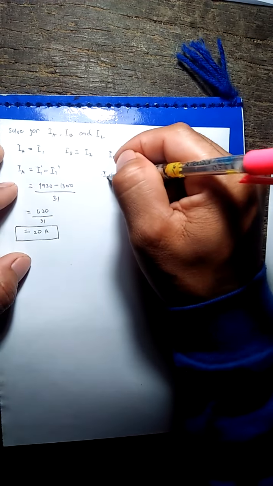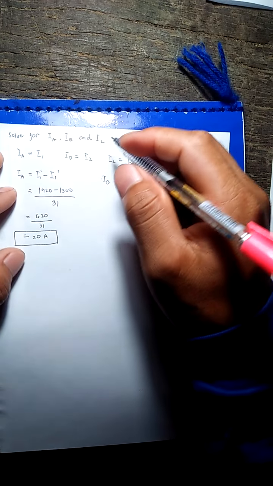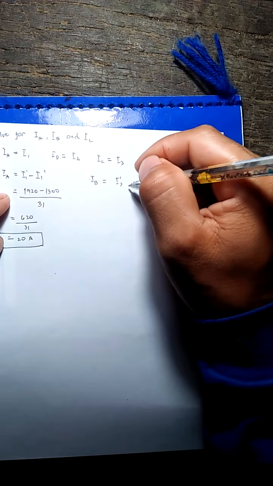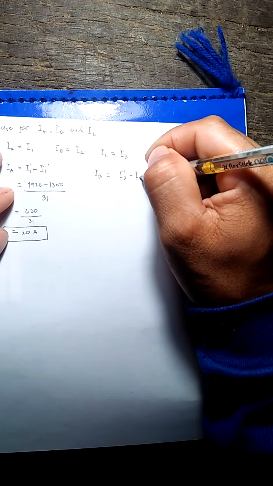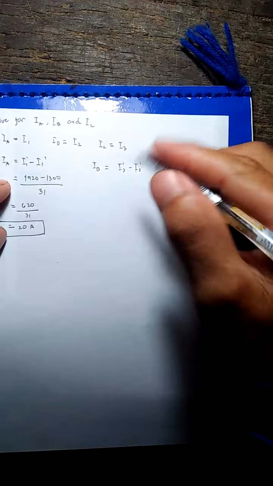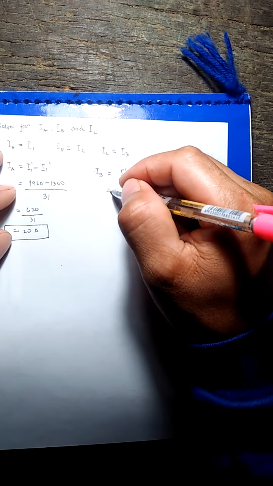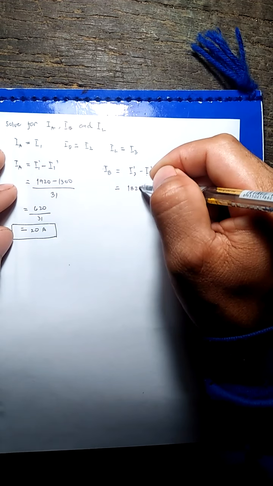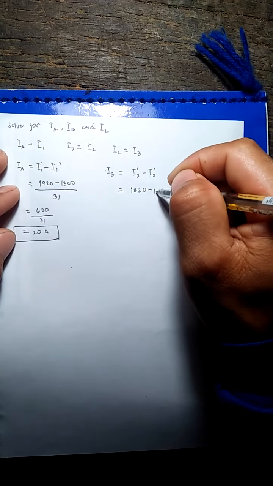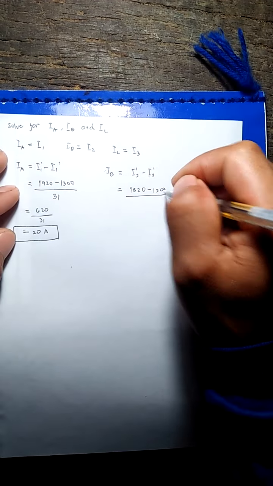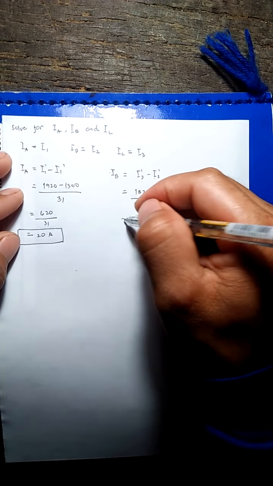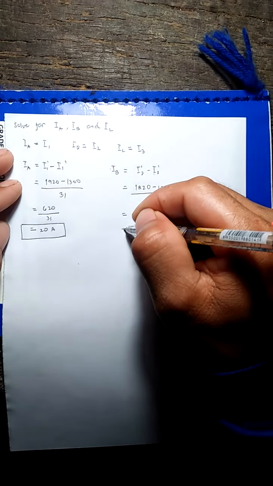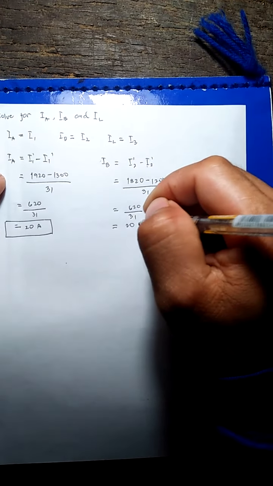Then let's solve for IB. It will be equal to partial I2 minus our partial I2 in 26 volts. It will have 1820 minus 1200 over 31. It will equal 620 over 31, which is equal to 20 ampere.